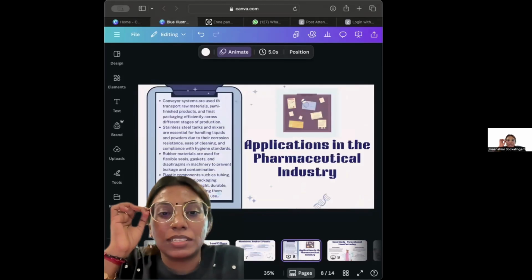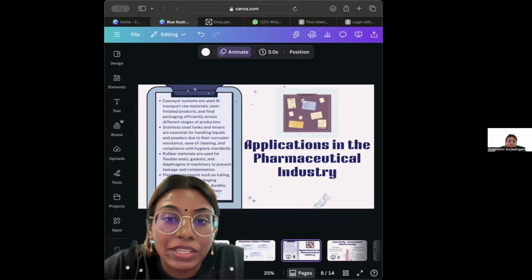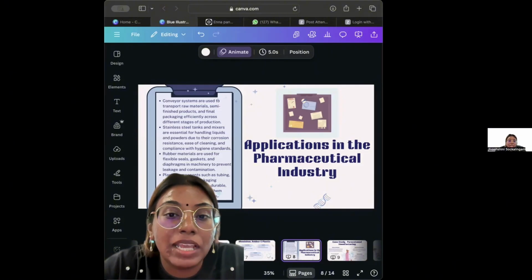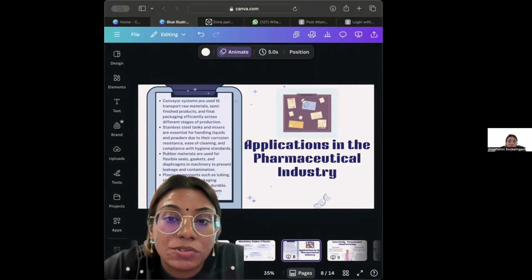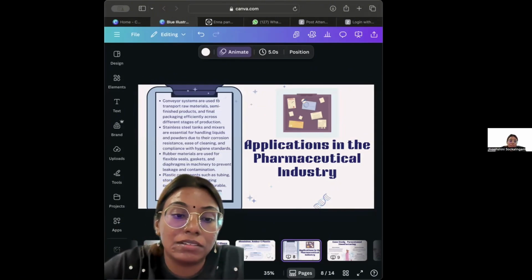Okay, for the application in the pharmaceutical industry, all of these systems and materials work together to transport raw materials, tablets, and packaging items across departments. Stainless steel tanks are used for mixing ingredients and storing liquids, and rubber and plastic parts are found in the transfer tubes, machine seals, and product packaging lines, which helps to maintain hygiene while improving efficiency.